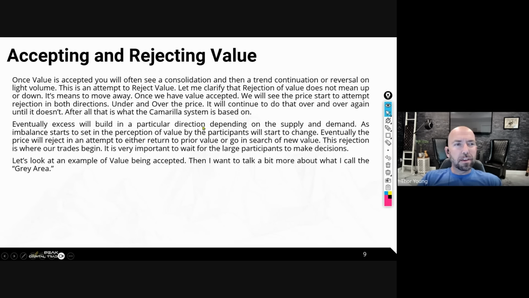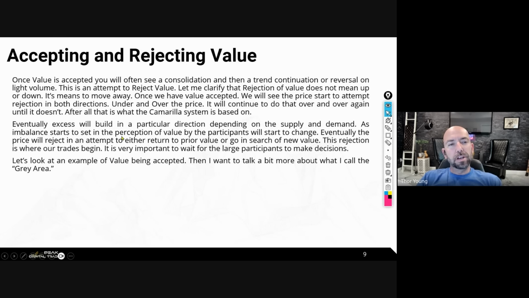So once we find value, value often consolidates and then the trend will either continue or reverse on light volume, right? This is an attempt to reject value. Rejecting value does not mean up or down. It just means to move away from it, right? Once we have value accepted, we then see the price attempt to reject in both directions, under and over the price. It'll continue to do that over and over again until it doesn't. That is exactly what our system is based on, taking advantage of that over and over again until it doesn't, and then taking advantage of the until it doesn't.